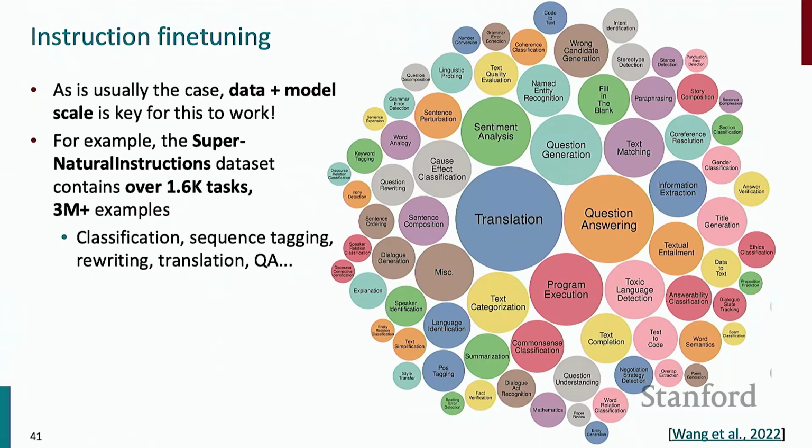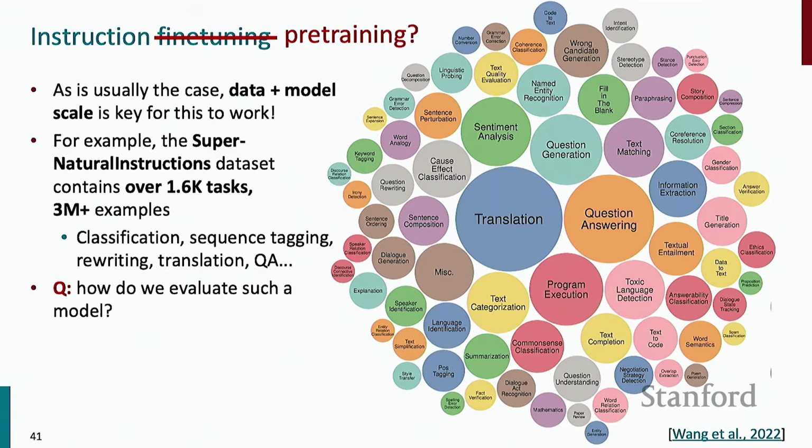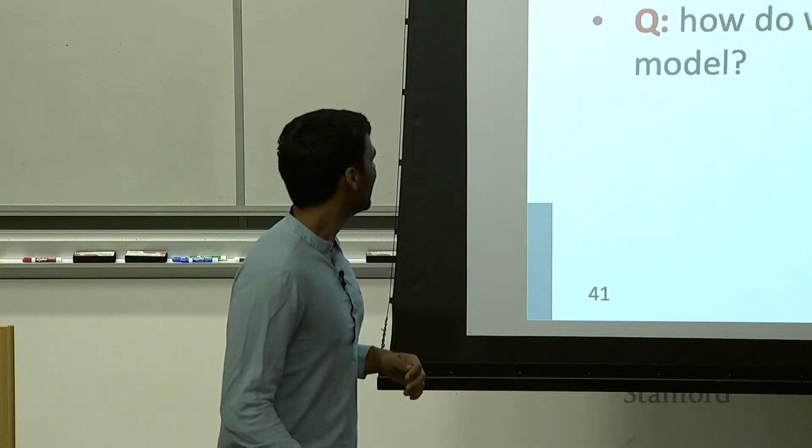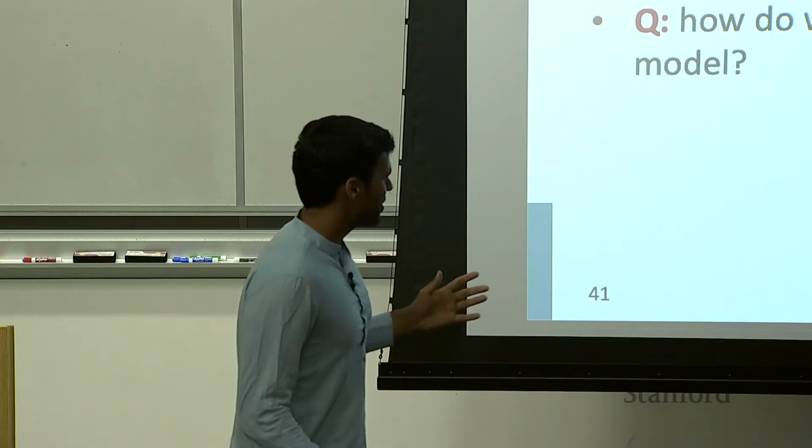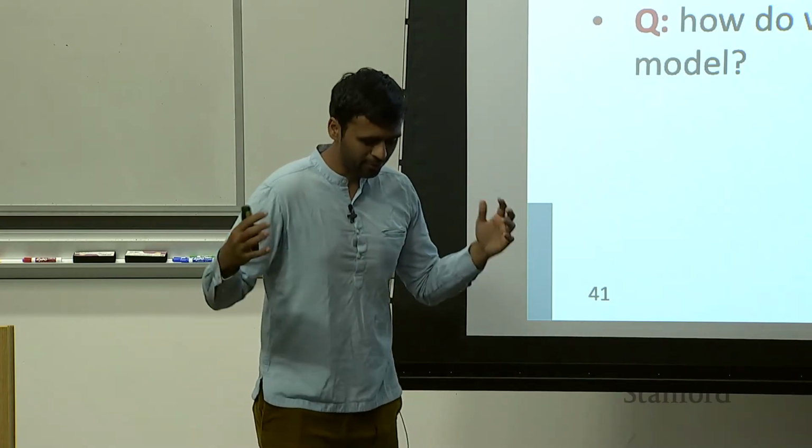And again, it's the same idea which we explored in pre-training, that data plus scale is really important. These days, you start off with one task, and you're now extending it over thousands and thousands of tasks with 3 million plus examples. And this is generally a broad range of tasks that you might see in instruction fine-tuning data sets. And you might even think, why are we calling it fine-tuning anymore? It's almost starting to look like pre-training. But these are just terms, so you can decide whatever you're comfortable with.